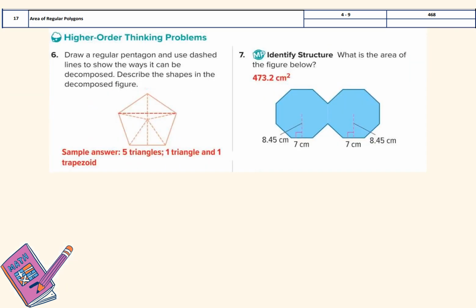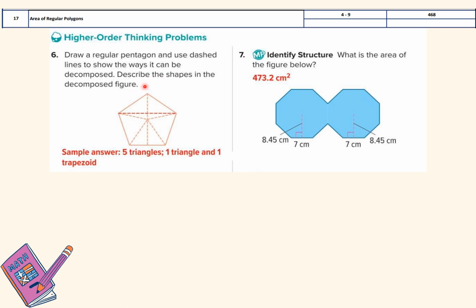Questions 6 and 7, I'm going to briefly explain them. In question 6, you need to draw a regular pentagon and use dashed lines to show the ways it can be decomposed. Describe the shapes in the decomposed figures. So a pentagon is a polygon with 5 sides. So this is what is done here. It is just a sketch of a pentagon with 5 sides. 1, 2, 3, 4, 5 sides as you see.